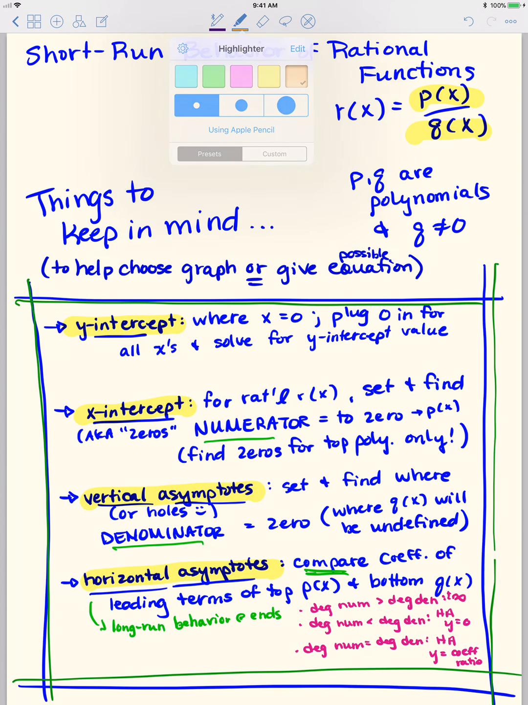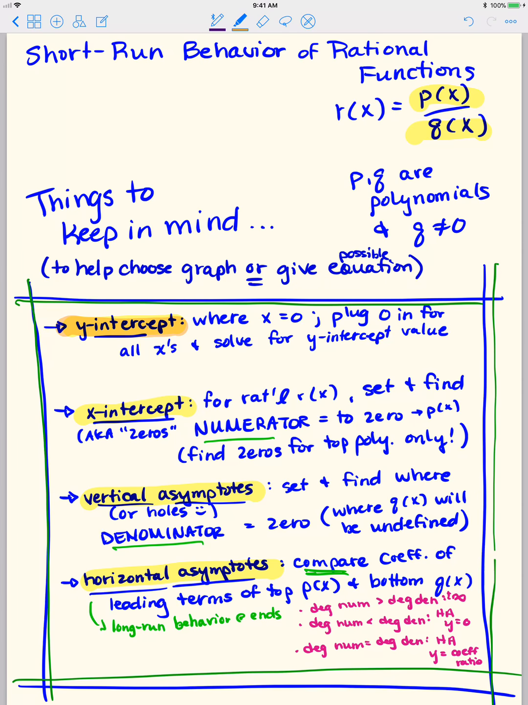One thing to look at is the y-intercept, and that's really easy. All you're going to have to do is plug 0 in for x and solve for the one y-intercept value. It will not have more than one. It may not have one. The x-intercept is something that we'll look at, and for rational functions, we're going to set the numerator equal to 0, and that's going to tell us where the rational function has any zeros, if it does, and it may not have any. That's how we can find the x-intercept, is just set the top function equal to 0.